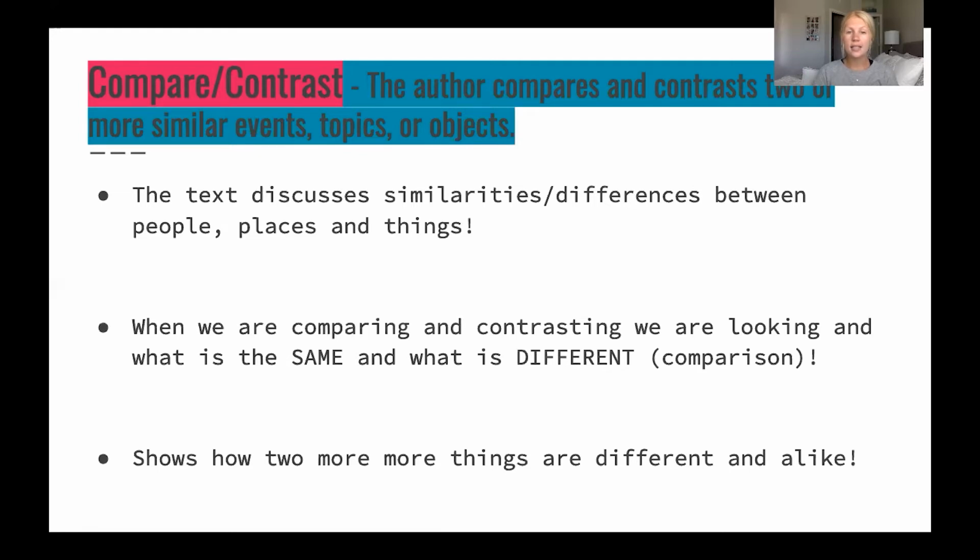So the text discusses similarities or differences between people, places, or things. When we are comparing and contrasting, we are looking at what is the same and what is different in our text. And it also shows how two or more things are different and alike. So through comparing and contrasting, we're picking out the similarities between something and the differences between something as well. We're looking at not just similarities and not just differences, we're looking for both of them.